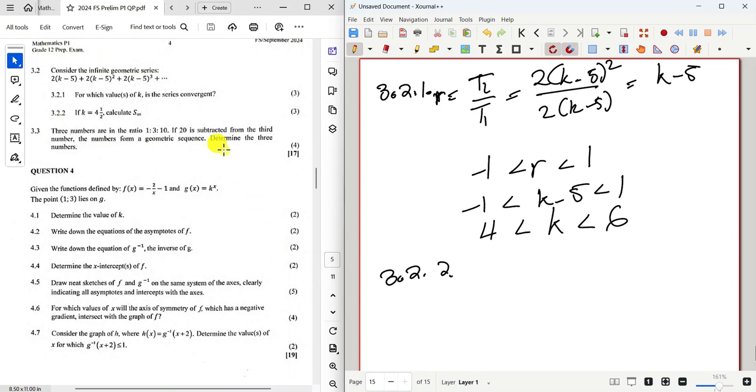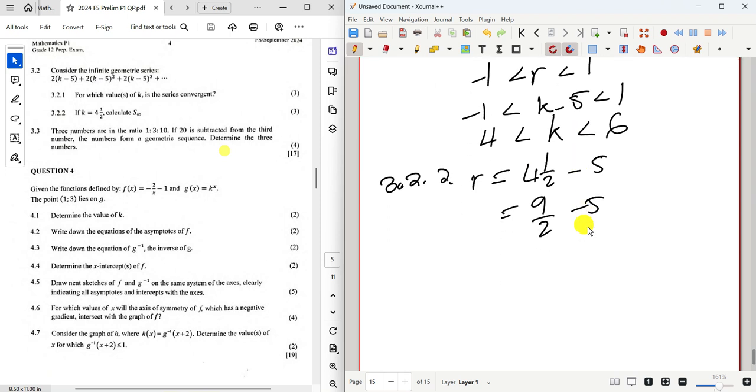3.2.2, if k is half, find the sum to infinity. This means r is, oh, it's not half, it's 4.5. So guys, remember 4.5 is the same as 9 over 2. Because you have calculators, this is basically minus half. I want to believe that.